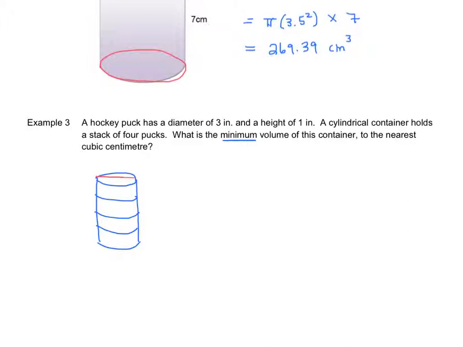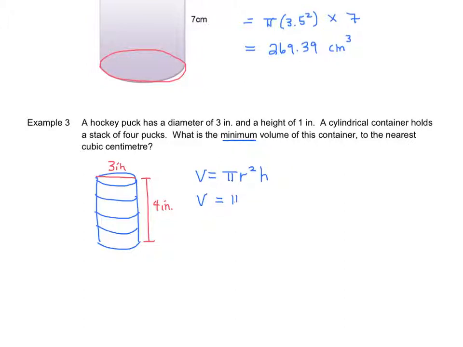So for example, your diameter here is 3 inches. And if each puck is 1 inch high, then the height of this container would be 4 inches. And then we could just find the volume once instead of finding the volume of 1 puck and multiplying it by 4. But that would work as well. Okay, so if I find the volume, if this has 1 cylinder, it would be pi r squared h, our cylinder formula. So area of the circular base times height.